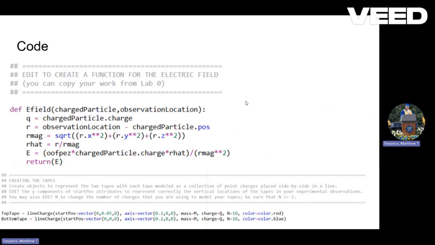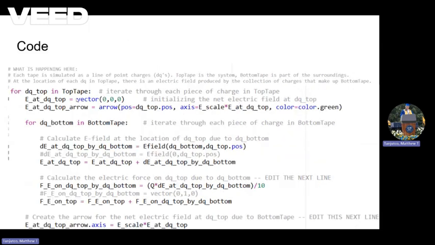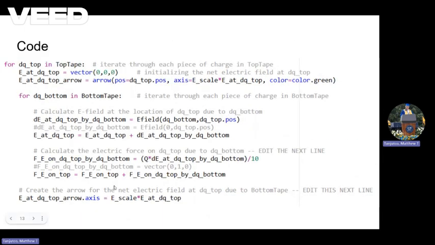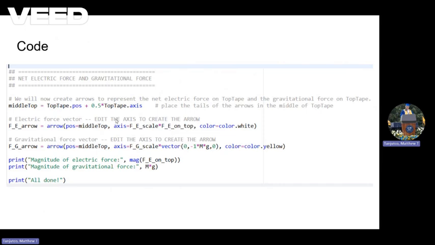We also have the function for calculating the electric field on each bin and making the tapes on the bottom. We also have the code for the top tape and the bottom tape and making their vectors, by calculating their electric field forces for each bin. And of course, we have the code for making more of the vectors and scaling them down. And this is just the end showing the vectors and printing out the values we get.